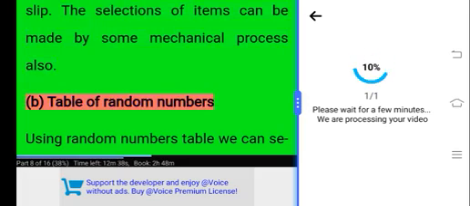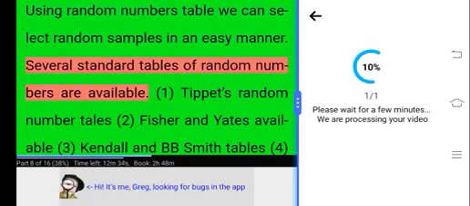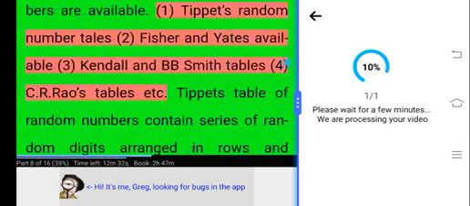B. Table of random numbers. Using a random numbers table, we can select random samples in an easy manner. Several standard tables of random numbers are available. 1. Tippett's random number tables. 2. Fisher and Yates tables. 3. Kendall and B.B. Smith tables. 4. C.R. Rao tables, etc.